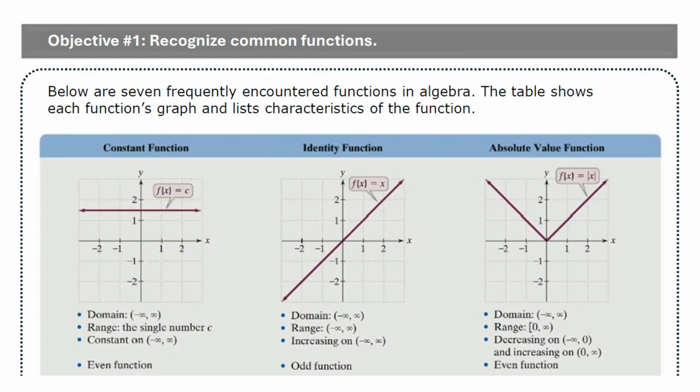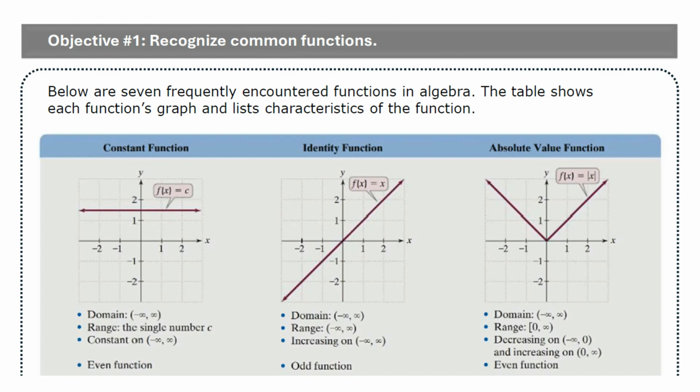You have the identity function, right? This is where f of x equals x. Its domain and range are from negative infinity to infinity. It is increasing from negative infinity to infinity, and it's an odd function.